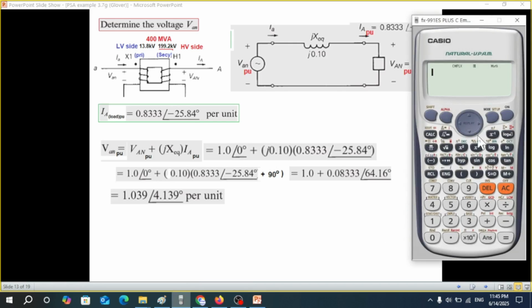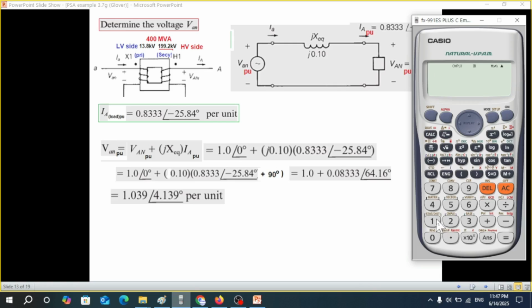So this is our calculator. It is already in complex mode, but if it is not, you can select from here Mode 2 for complex. That is in complex mode. Also, this has to be in degree. And now we will add this. So 1.0.